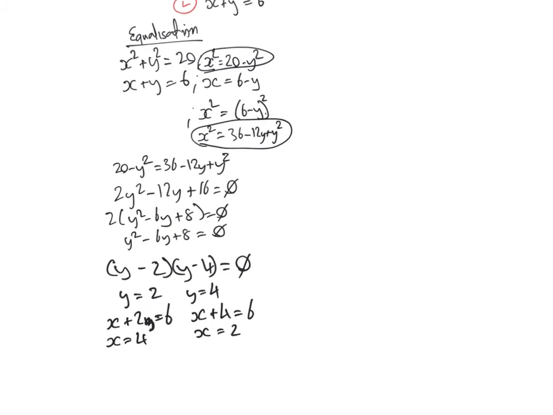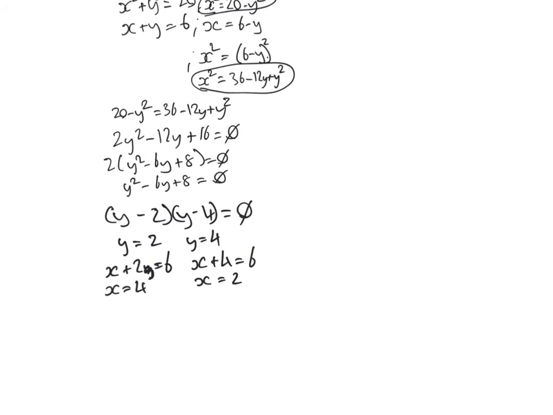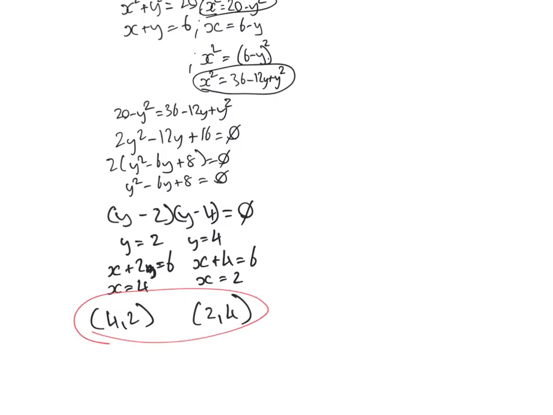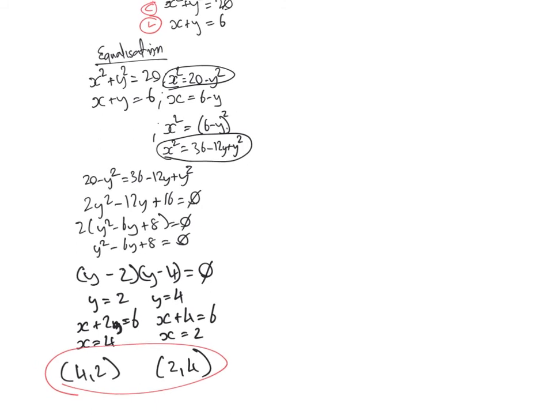Then we've got to be careful to write down the pairs of solutions. When x is 4, y was 2, and when x is 2, y is 4. Nice bit of symmetry there, and that's our answer. Okay, that's how to do the whole method using equalization.